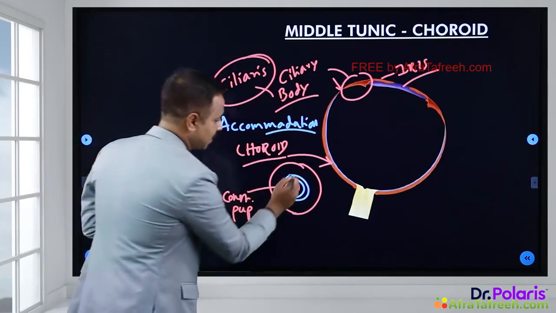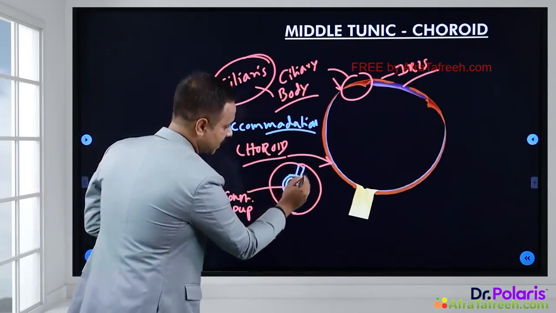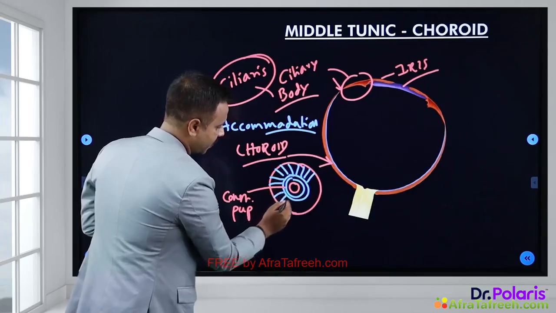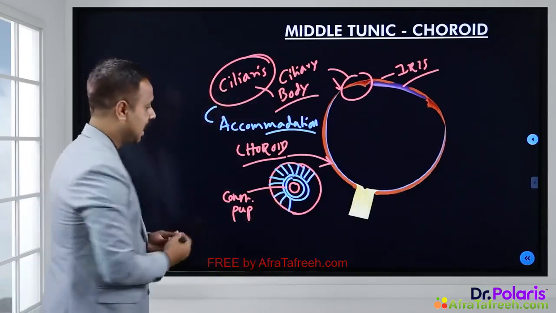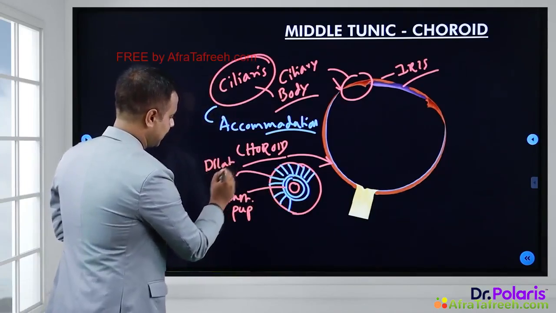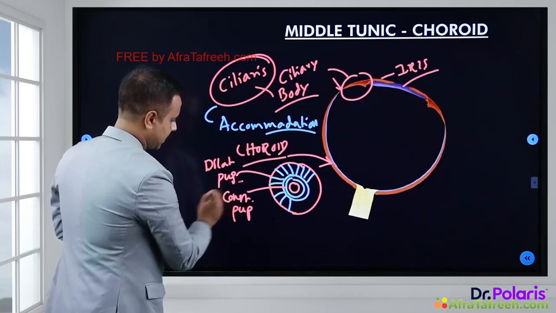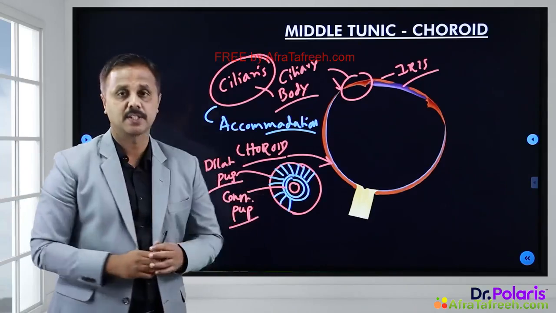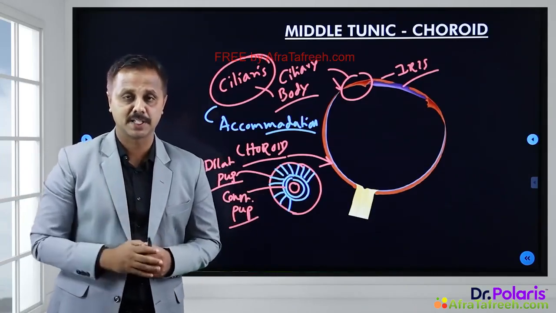Then, attached to the pupil again, we have one more muscle which is arranged radially in the form of the spokes of a wheel. Now this muscle is referred to as dilator pupillae. These are the two important components of the iris, the two important muscles present in the iris.